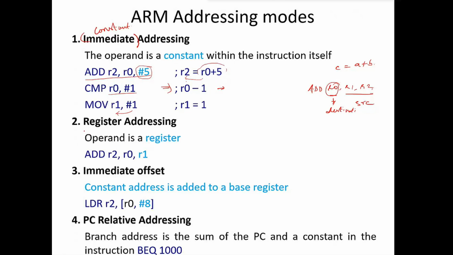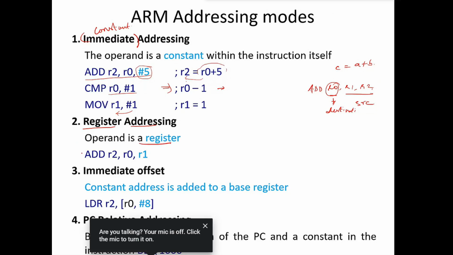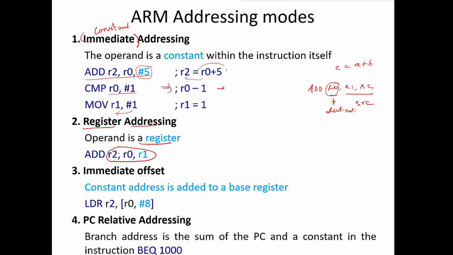The next one is register addressing. When you take register addressing, clearly the operand is a register. If you check, you get to know that all those things are registers, so it is going to be register addressing mode. The next one is immediate offset. When it is an offset, just remember, it is something we are going to add to the base register.